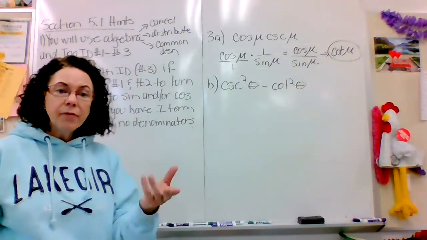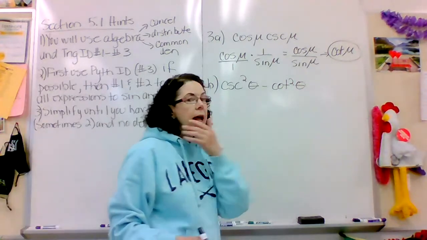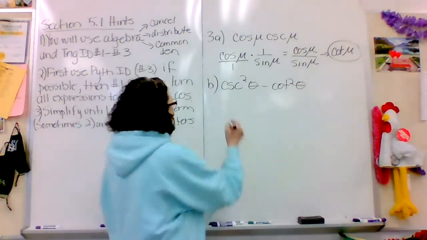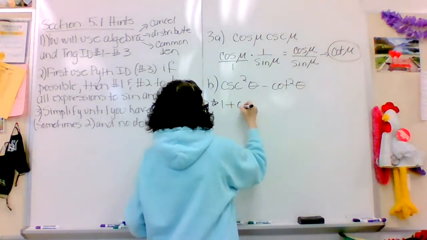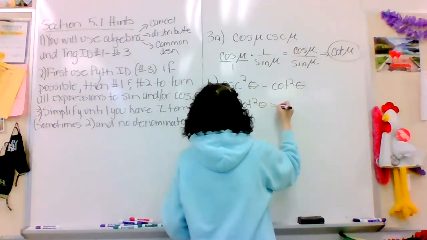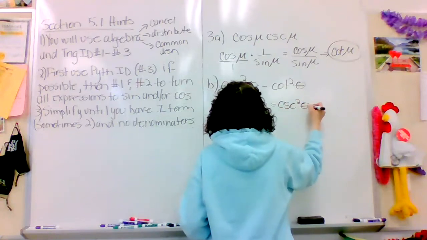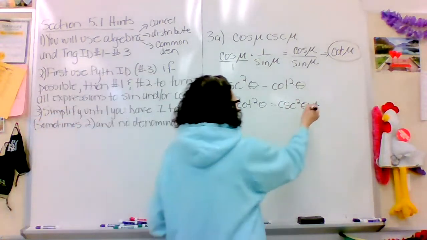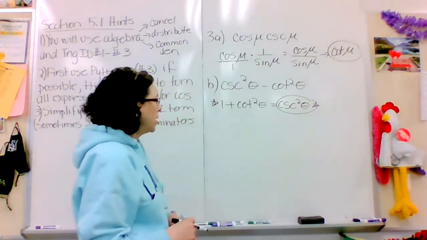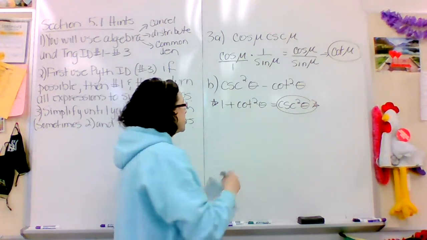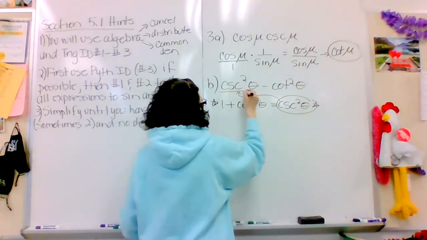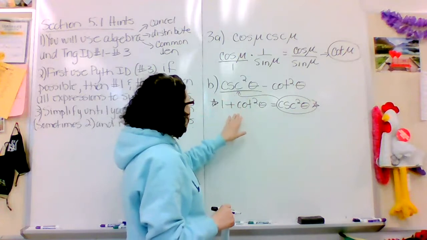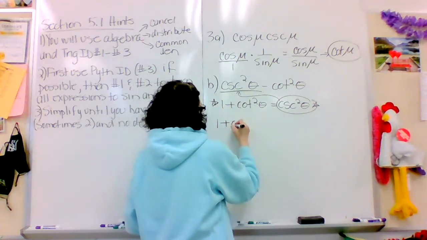I think so. I have two trig functions being squared, and I have a Pythagorean identity with cosecant squared and cotangent squared in it. I'm going to write it right here: 1 plus cotangent squared theta equals cosecant squared theta. I'm going to use this trig identity. Cosecant squared is equal to 1 plus cotangent squared, so I am going to substitute cosecant squared theta here with 1 plus cotangent squared theta.